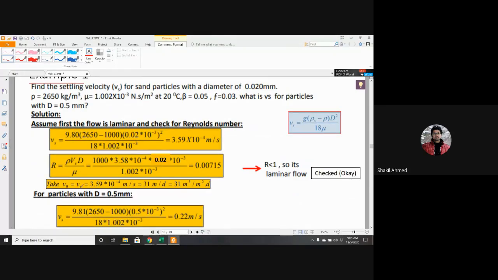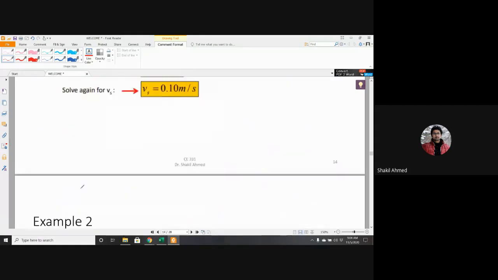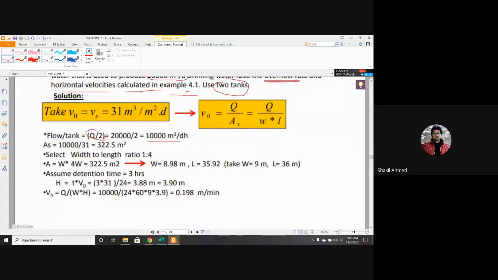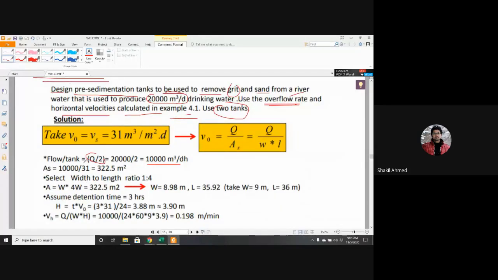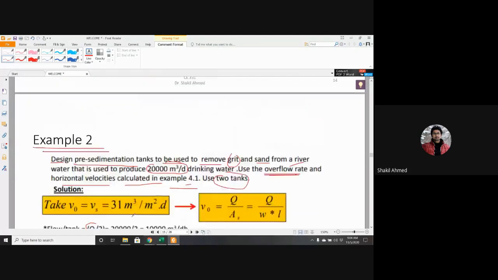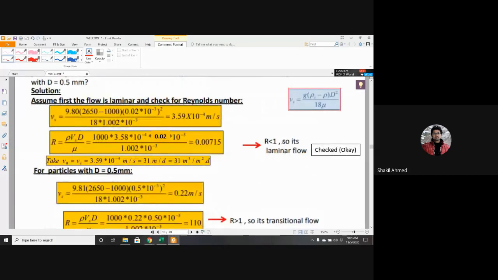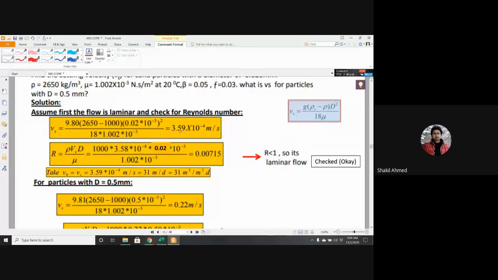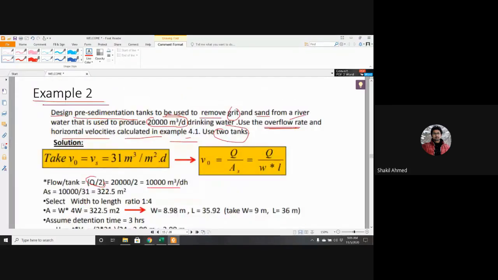This is the second velocity. So, okay, let's take the settling velocity from this example. It's given. Settling velocity is 3.59 into 10 to the power minus 4 meter per second. Or if you convert the unit to meter per day, then it will be 31 meter per day. So 31 meter cube per meter square day means meter per day.